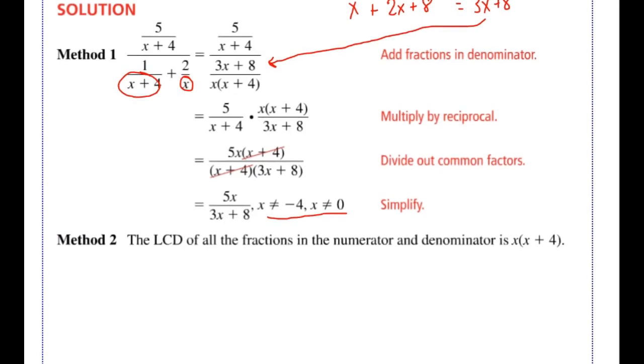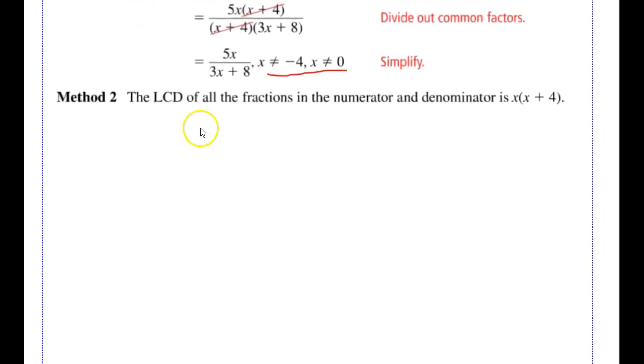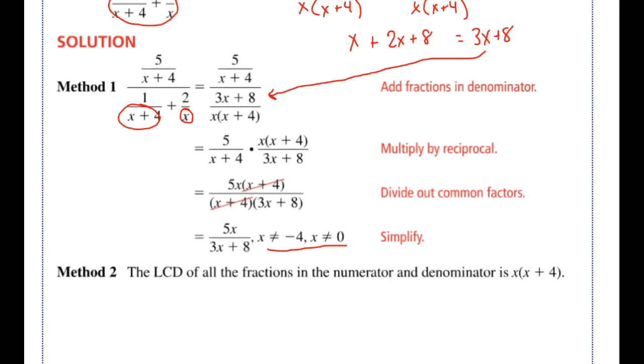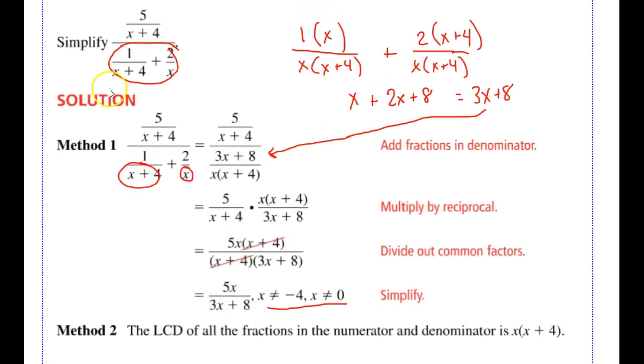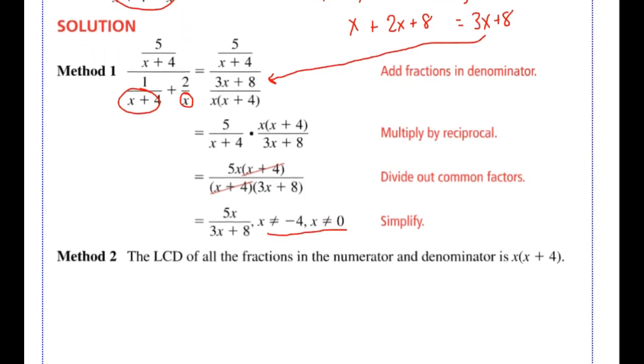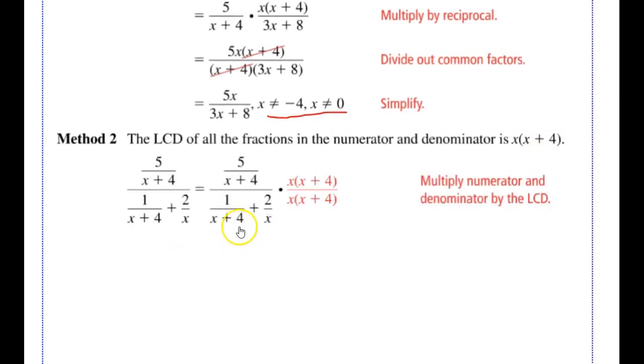I literally just simplify what I can and then I multiply by the reciprocal. So let's look at the second method. The lowest common denominator of all the fractions put together is going to be that x times x plus 4. And I'm going back so we can see everything together. Because I see I have an x plus 4 in this fraction, I have an x in this fraction, and an x plus 4 in this fraction. So I want to look at all three pieces. And the lowest common denominator is going to be that x times x plus 4.